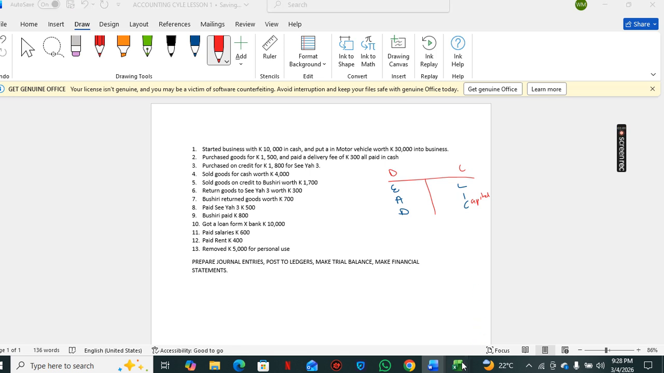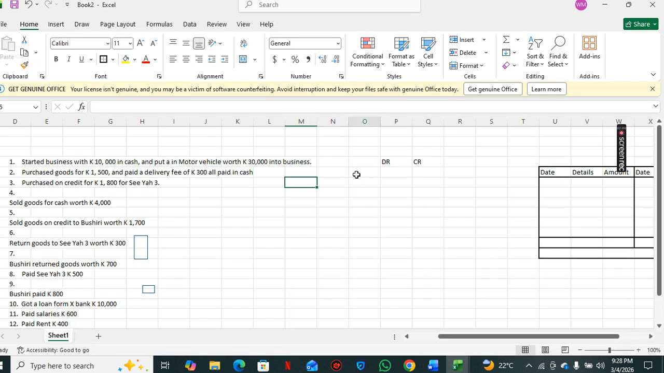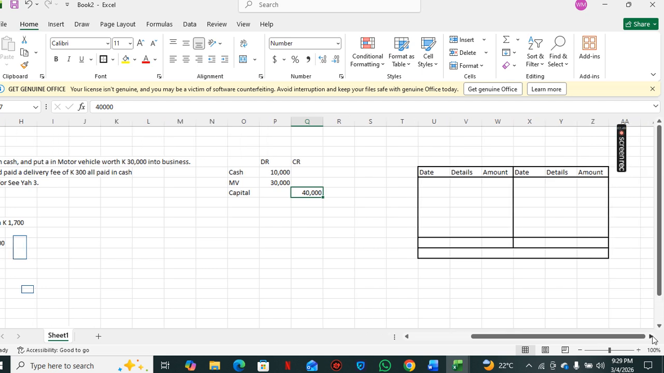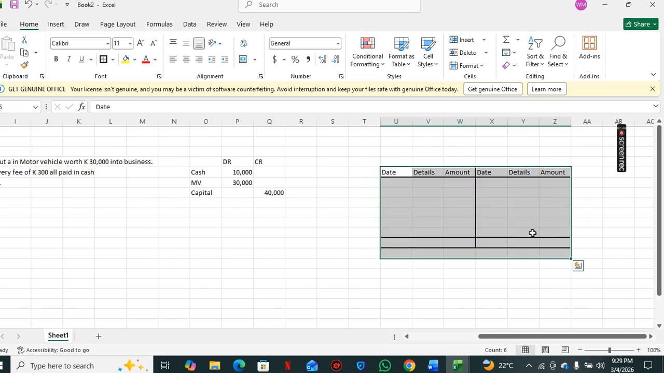So the journal entry is going to be like this. You debit cash and motor vehicle. Cash debiting 10,000, motor vehicle debiting 30,000. Then you're crediting capital. Capital, you add 10 plus 30,000, that is 40,000, because the capital is also increasing in the business. After you've recorded this journal entry, now we're going to post to the ledgers. So you need to open up the cash account, the motor vehicle account, and the capital account.